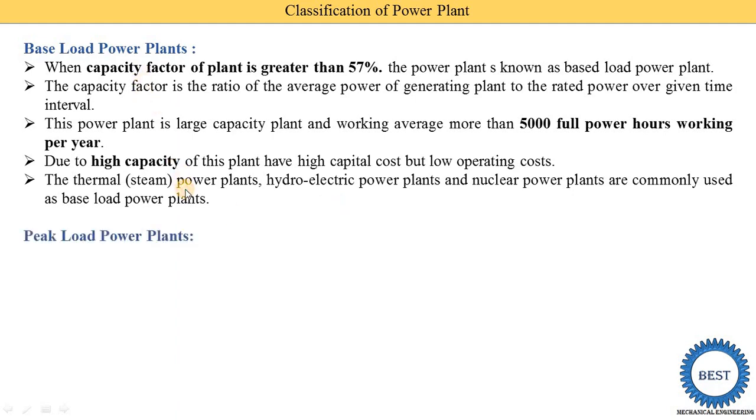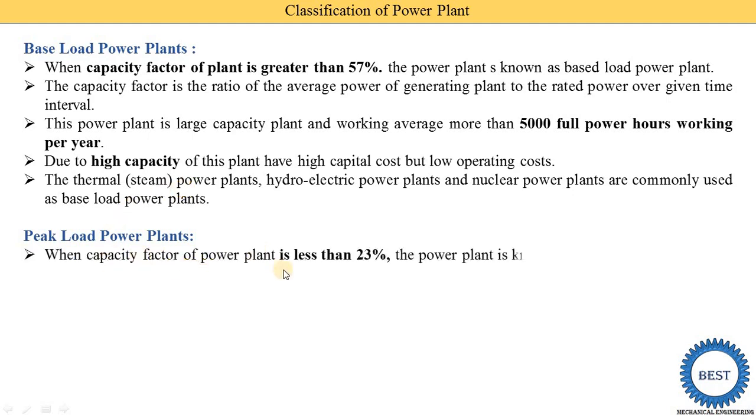The second one is the peak load power plant. When the capacity factor of the power plant is less than 23%, the power plant is known as a peak load power plant. Okay, so in a baseload, what is the criterion? The capacity factor is 57%. Here in peak load power plants, it is less than 23%.